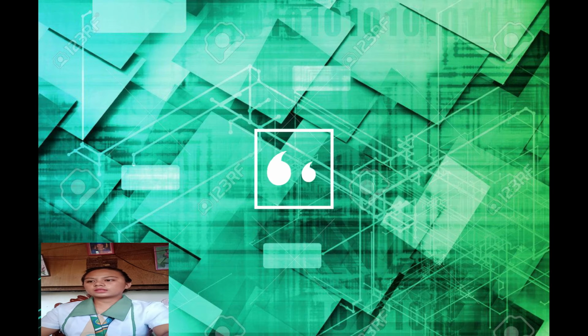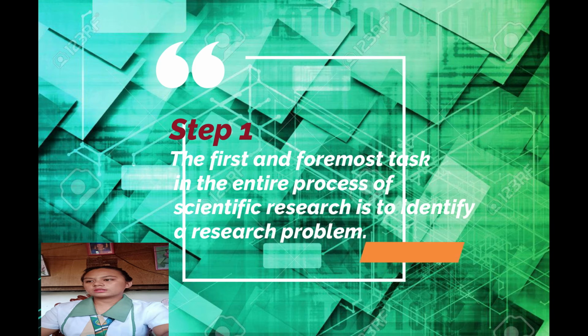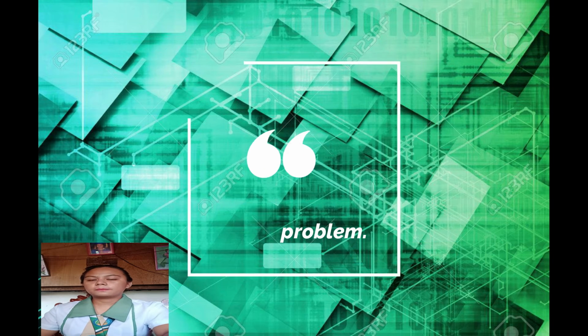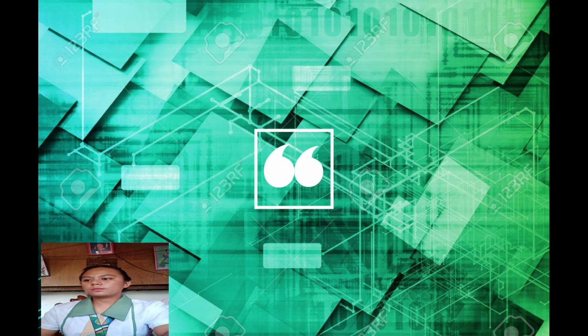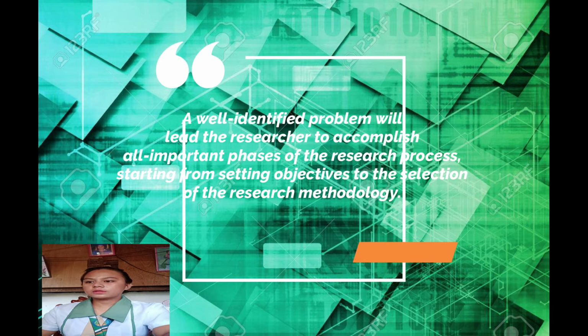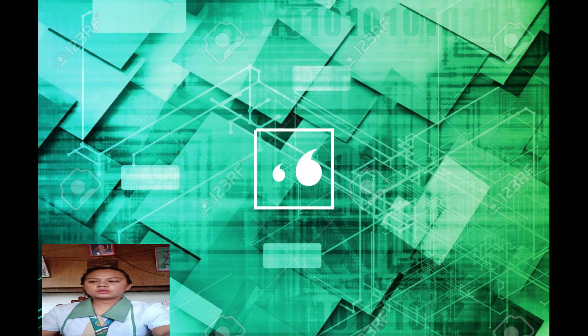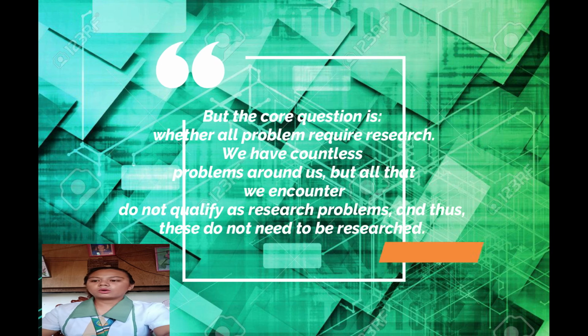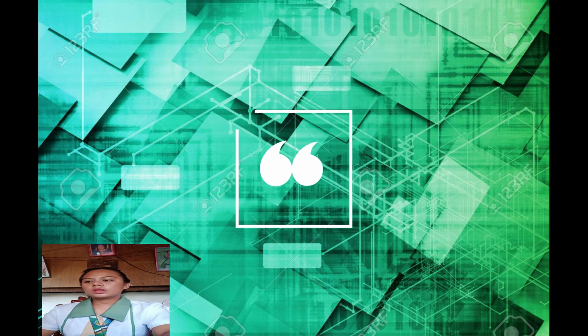So for step 1, the first and foremost task in the entire process of scientific research is to identify a research problem. Identifying the problem will lead the researcher to accomplish all important phases of the research process, starting from setting objectives to the selection of the research methodology. But the core question is whether all problems require research. We have countless problems around us, but not all that we encounter qualify as research problems, and thus these do not need to be researched.